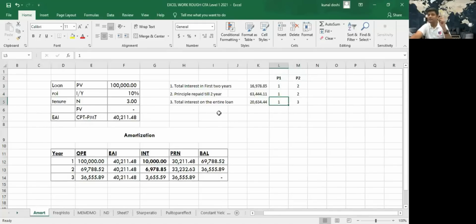then when you go P1 as 1 and P2 as 3, and then when you press down arrow, your balance will be 0. Your principal repaid will be the total, which is nothing but 1 lakh or 100,000. Right? And then you check your interest. So interest will be the total of all 3, which is 2634. Got it? Yes.